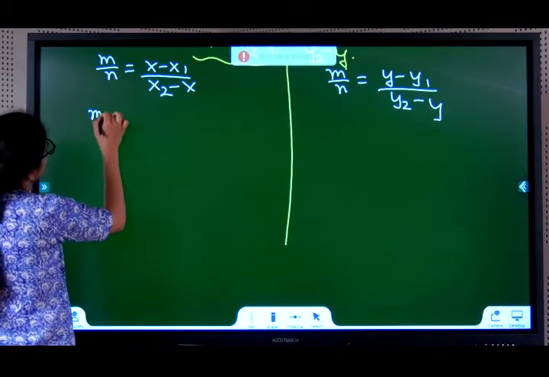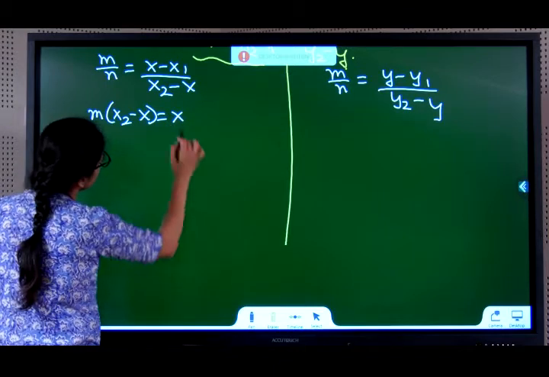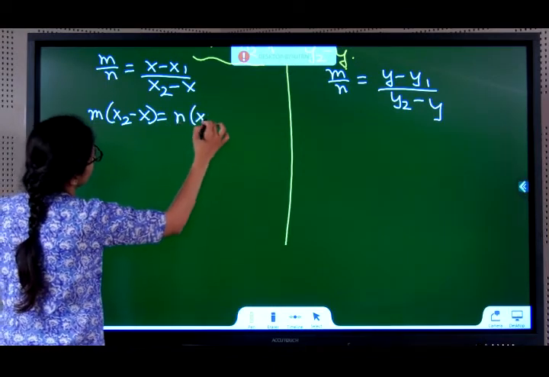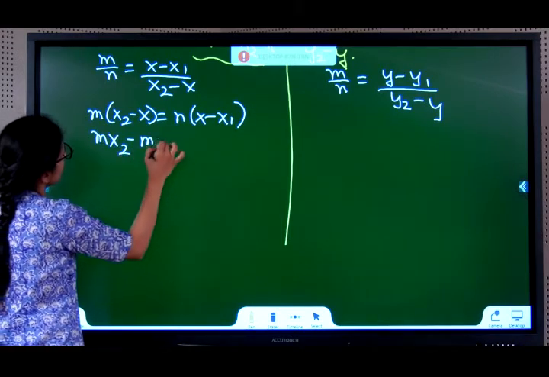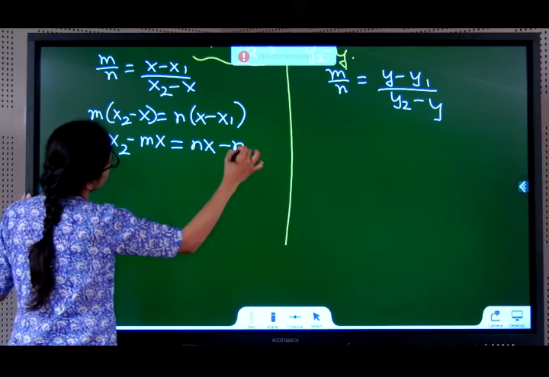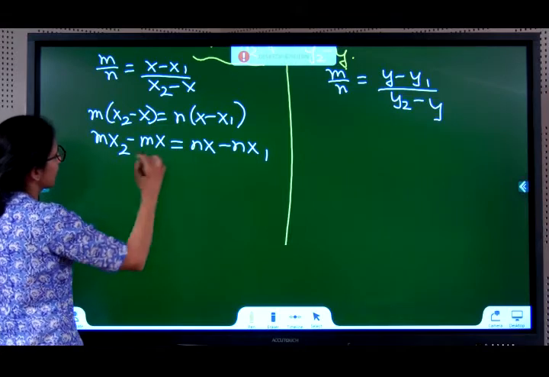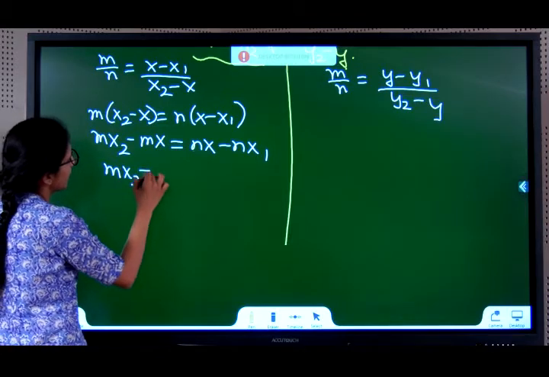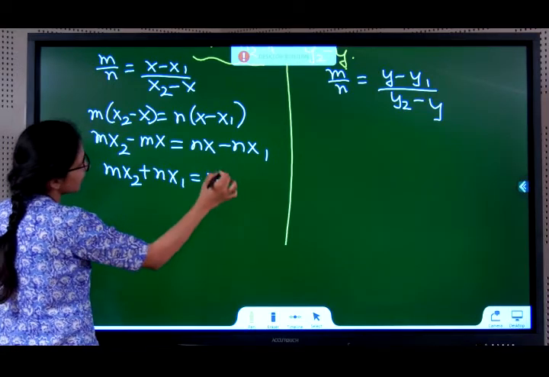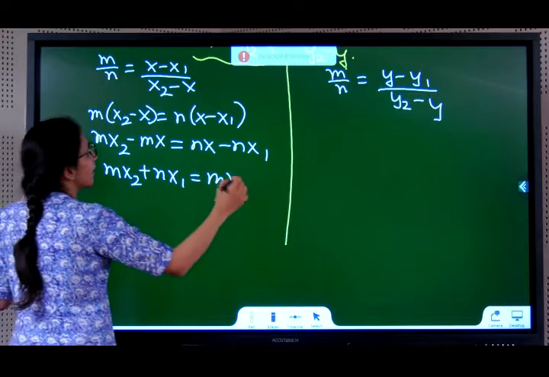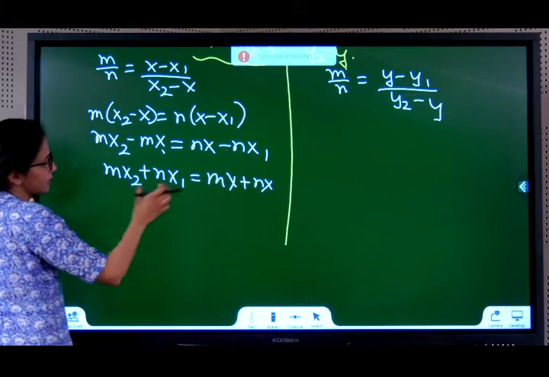So cross multiply. m into x2 minus x is equal to n into x minus x1. Open brackets. mx2 minus m into x is equal to nx minus nx1. Keep all the x terms on one side. So send mx that side. Bring minus nx1 on this side. mx2 plus nx1 is equal to minus mx goes there, becomes plus mx plus nx. Minus mx went this side, became plus. Minus nx1 came this side, became plus.